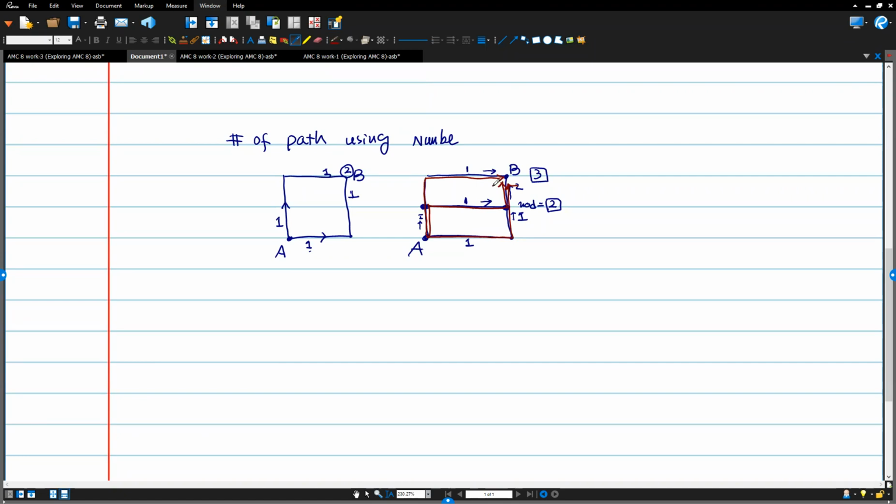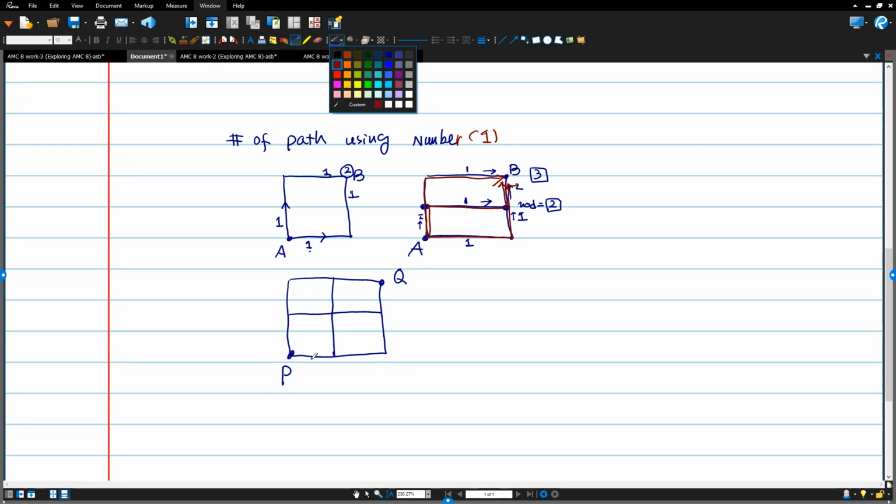Do you guys remember this method? Using the number of paths. This number is 1. Okay, one more over here. 2 by 2. I'm going to use P over here, Q over here. They use the P and Q, right? How many different ways to get to Q from P?